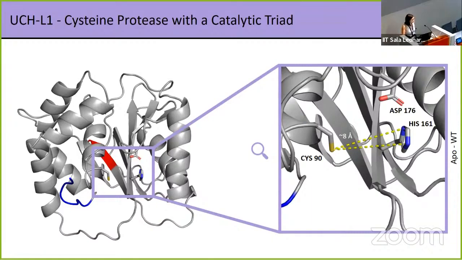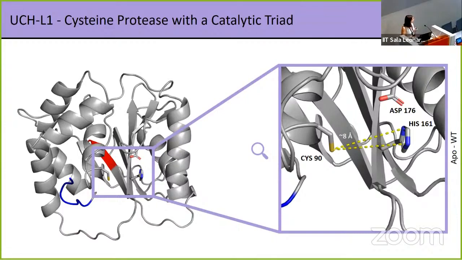And as you can see by the zoomed part that we have here on the right, in the apo state, this doesn't really happen because the cysteine and the histidine are around 8 angstroms apart from one another. So we can tell right away that in the crystallographic structure that we have, our protein, our cysteine protease with its catalytic triad, is actually misaligned for catalysis.